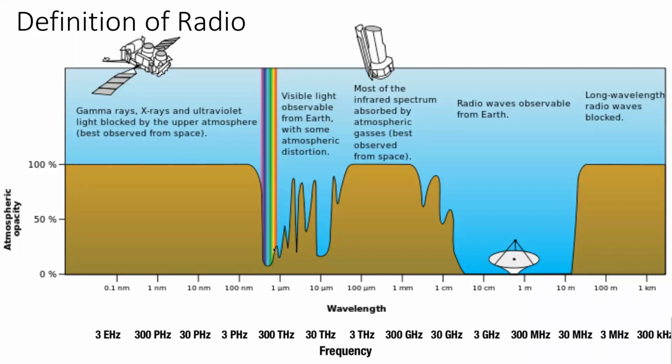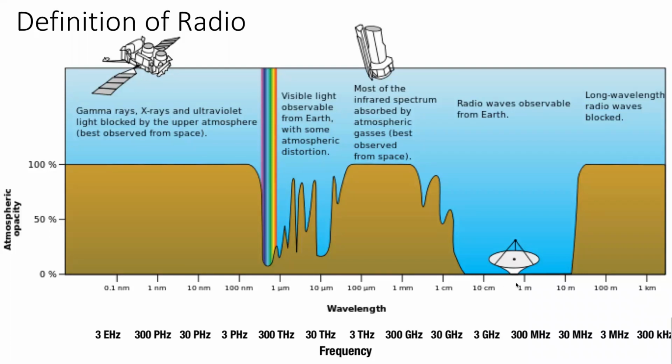Then there's a whole lot of mess in the infrared until you actually get a patch where, properly in the infrared, you can't see anything from the ground. You have to go into space. But then we have this beautiful wide gap here that we call the radio part of the spectrum. It's actually very broad compared to optical, right? So it's really a large range of wavelengths. And the atmospheric opacity is basically 0%. Basically everything gets to the ground.